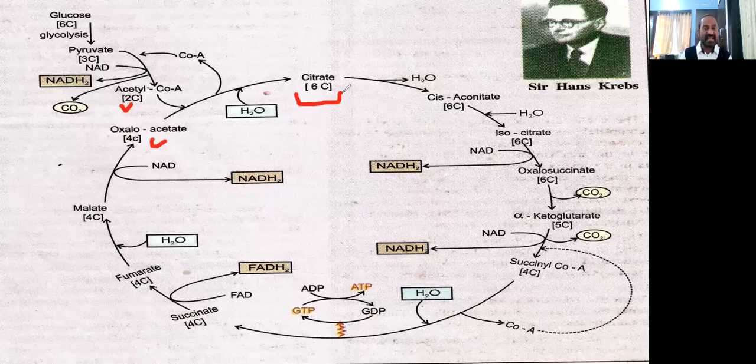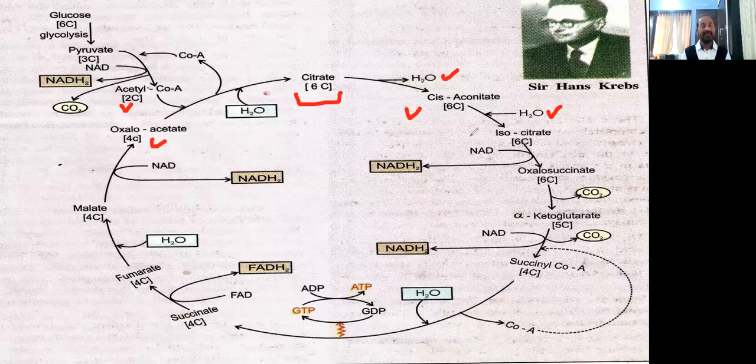Right? Now this 6-carbon citric acid undergoes dehydration, removal of a water molecule, and by removal of the water molecule, the citric acid is converted to cis-aconitic acid. Again, the carbon number has no change, so the 6-carbon cis-aconitic acid is produced. Now this cis-aconitic acid again undergoes hydration, addition of a water molecule, and it is converted to isocitrate.